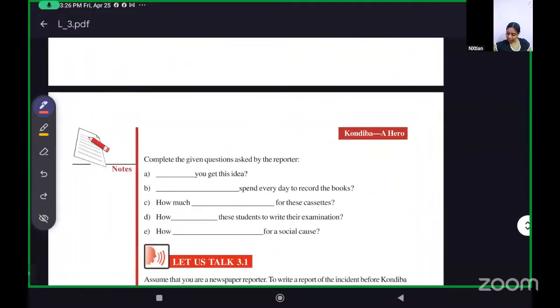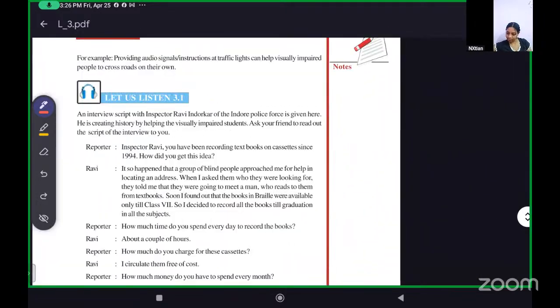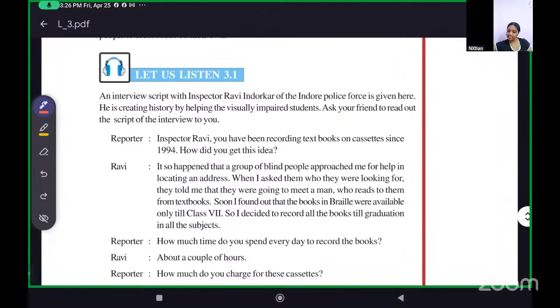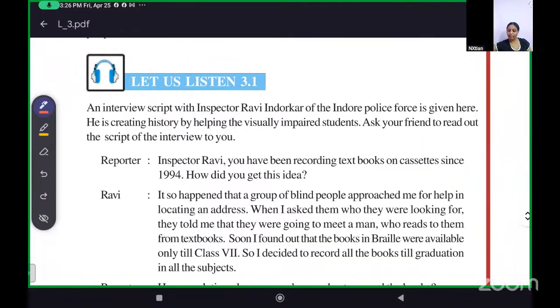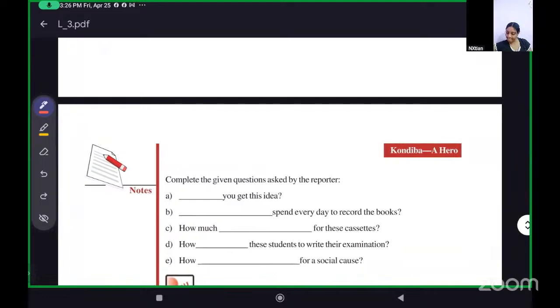What do we have now? Okay. There is an interview script with Inspector Ravi Indorkar of the Indore Police Force given here. He is creating history by helping the visually impaired students. Ask your friend to read out the script and interview you. Okay, so all right.